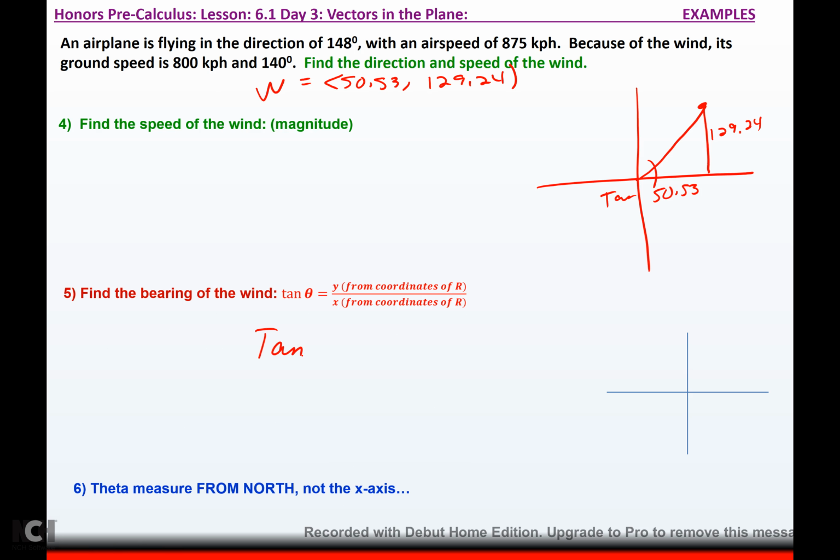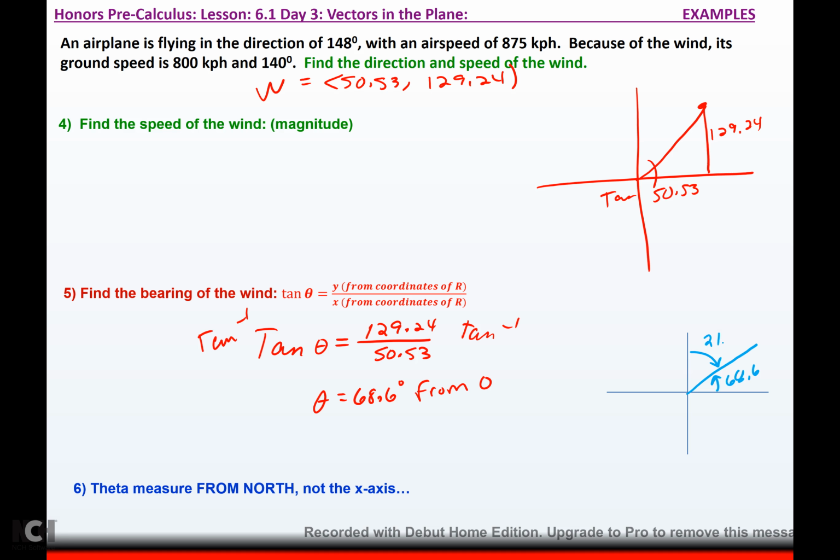So I take tan theta equals 129.24 over 50.53, arc tan, and I get theta equals 68.6, but that, again, is from zero. I need from north. So if I plot 68.6, then my from north direction would be 21.4 degrees from north. So my bearing of the wind is 21.4 degrees from north.